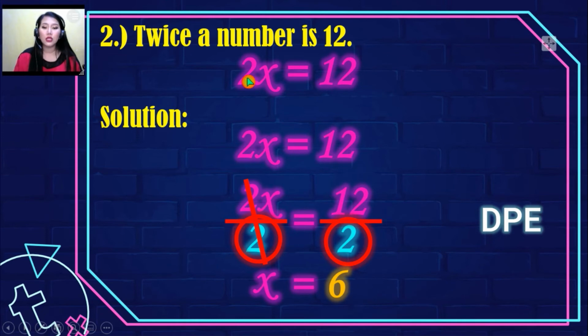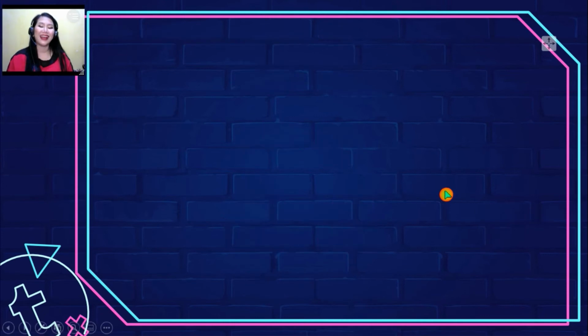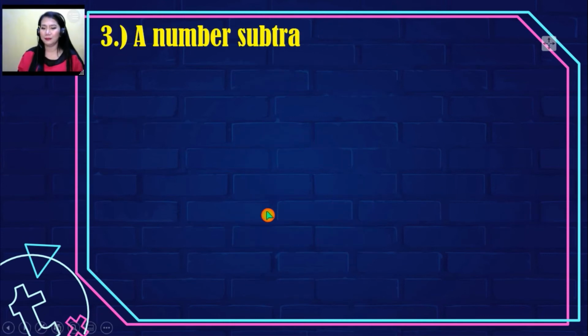So, see, 2, i-times mo sa 6, the correct answer is 12. So, tama tayo. Check na tayo doon. So, tama yan. This is already our proof, and we arrive at an answer na merong nakalatag talagang solution, hindi tayo nanghula. Next, number 3.